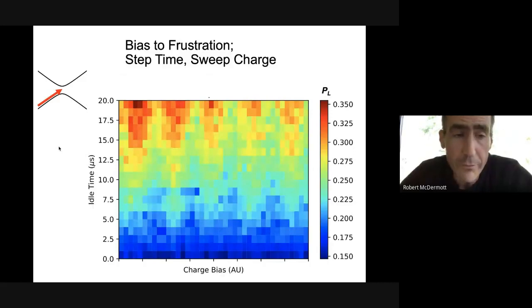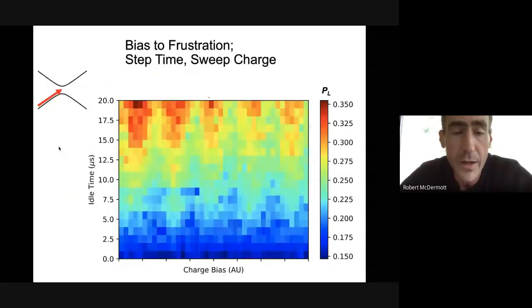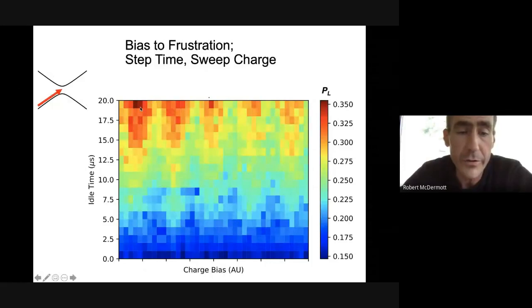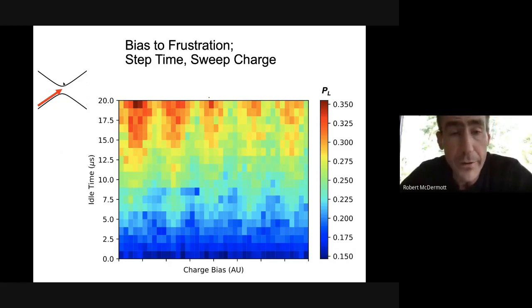So when we perform this type of experiment where we prepare in one of the local minima, bias to frustration, and look for coherent dynamics, as in the case of the Syracuse experiments, we see a very clear modulation of the populations with respect to applied gate charge. So this looks very encouraging.